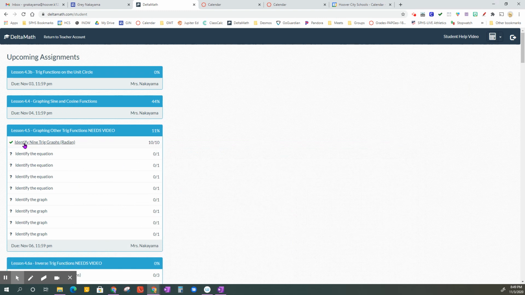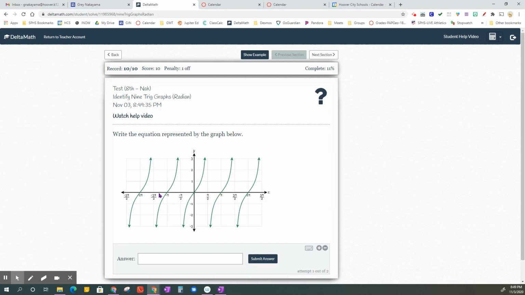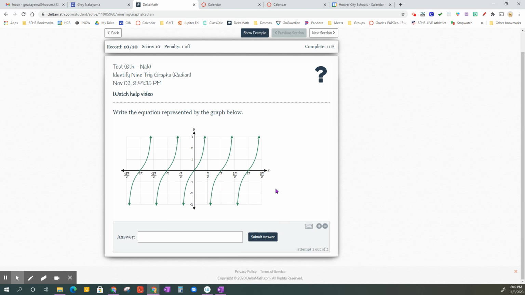The first thing you have to do is identify the 9 trig graphs. So when you're identifying these graphs, I'm going to do some for you just to show you how easy it is to do, because there's also a graph in here you haven't seen before. It happens to be in the next section, but they're all the parent functions.